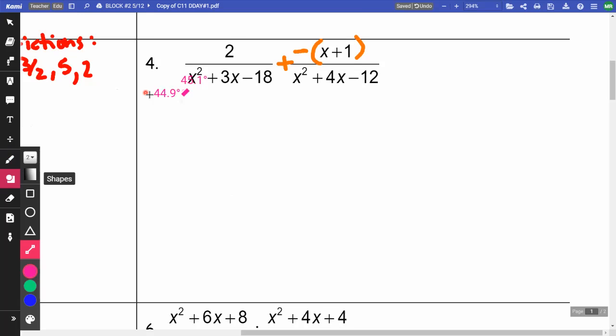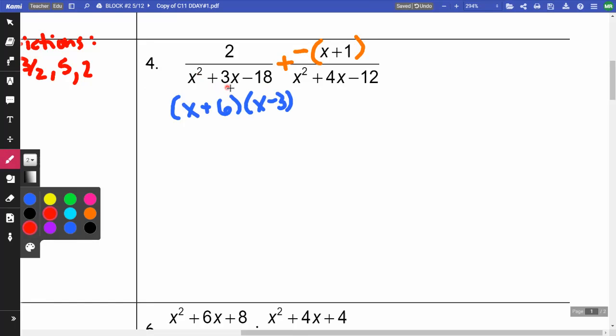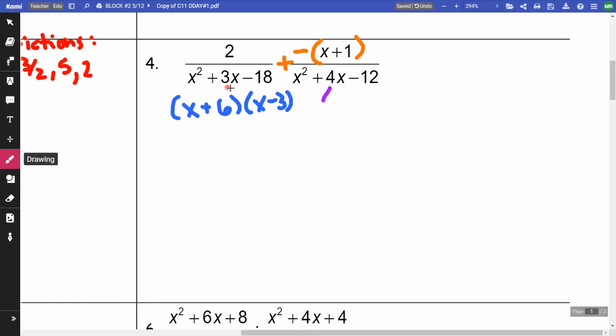So I need to factor. So this first one, if I'm factoring this first one, what multiplies to negative 18 and adds to a 3? Well, that's going to be an x plus 6, sorry, and an x minus 3. And then in the other fraction, what multiplies to a negative 12 and adds to a 4? So that's going to be an x plus 6 and an x minus 2.